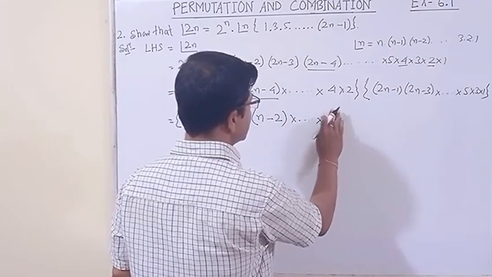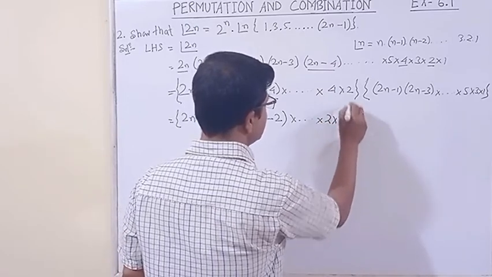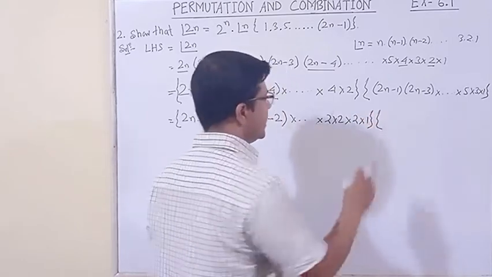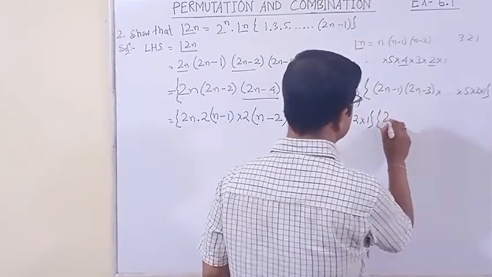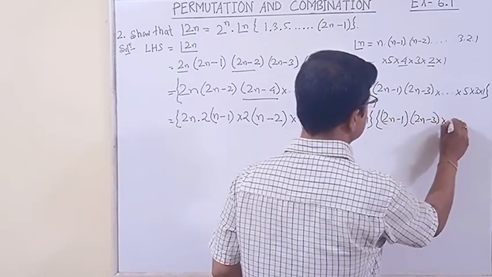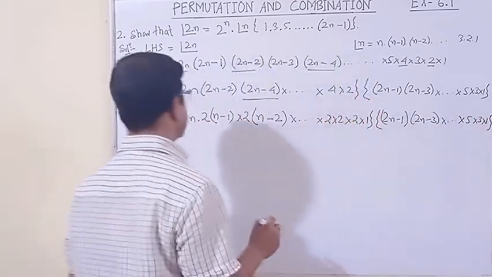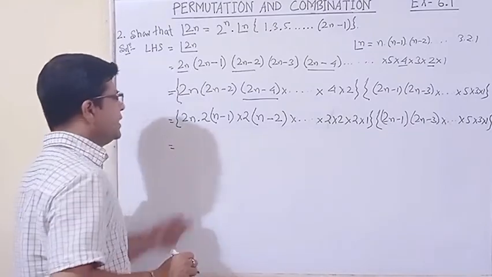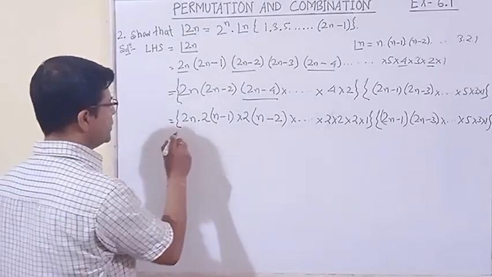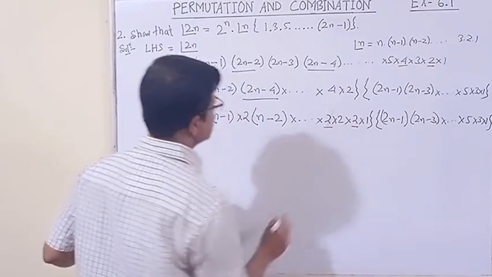Let it be like this. This 4 can be written as 2 into 2, and this 2 can be written as 2 into 1. And the same thing we write for the odd terms: twice n minus 1, twice n minus 3, dot dot dot, 5 into 3 into 1. Correct? Now here in each term 2 is there. Each term is a multiple of 2. So if we take 2 common, this 2 into 2 into 2 into 2, this 2 into 2. So how many 2s are there?